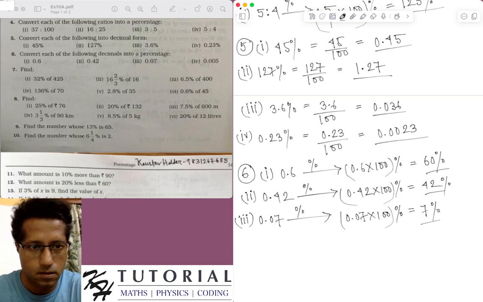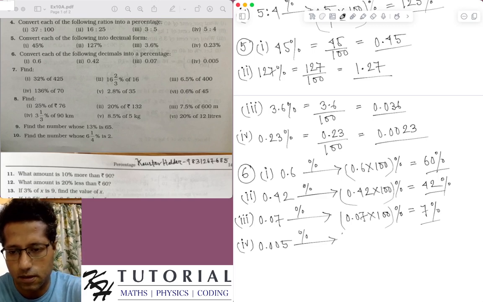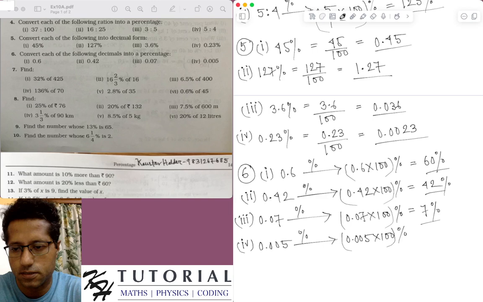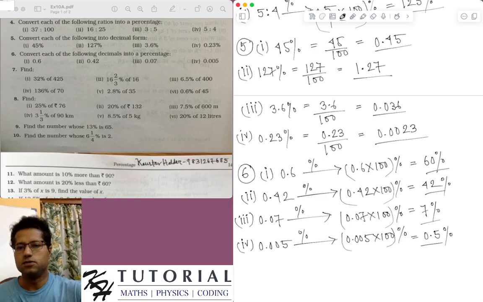Okay, 6, part 4. The decimal number is 0.005. When I convert it to a percentage, I multiply the number 0.005 with 100. This will be in percentage. Now this equals 0.5 percent. 0.005 into 100 is 0.5. Okay.